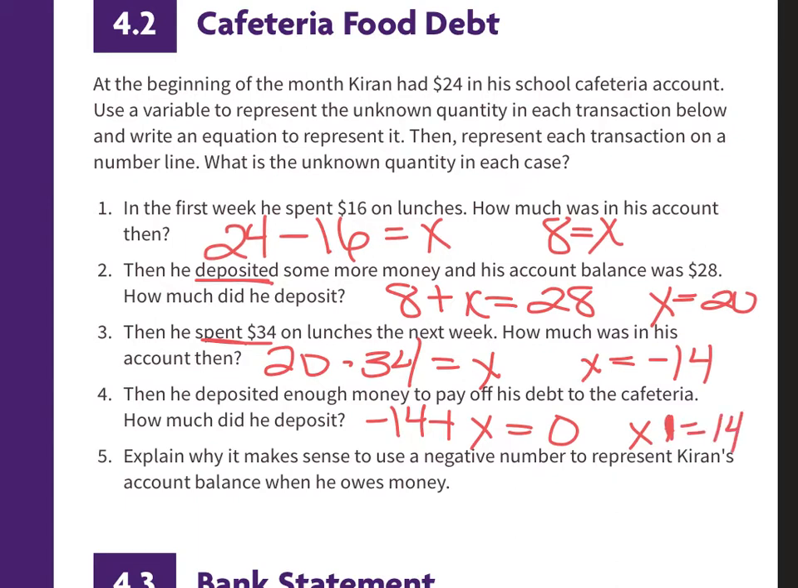Okay, explain why it makes sense to use a negative number to represent Kieran's account balance when he owes money. Because he doesn't have the money. It's not his, so he owes somebody money, so negative money.